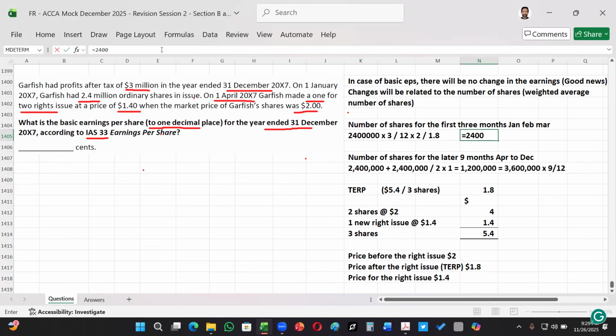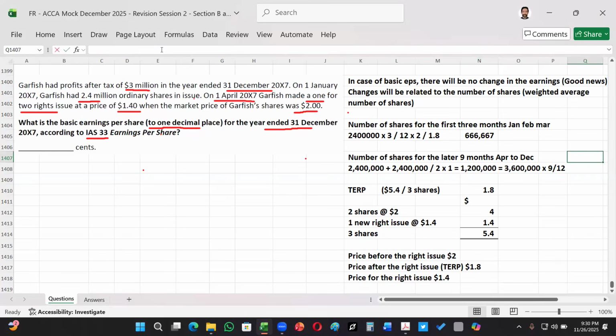So let's see. That is going to be 2.4 million into, first of all, 3 by 12. That is going to give us 600,000. So we're going to take the 600,000 into 2 divided by 1.8. That is going to give us the number of shares for the first 3 months. Without this fraction, the number of shares was 600,000, but after this, the number of shares has increased.